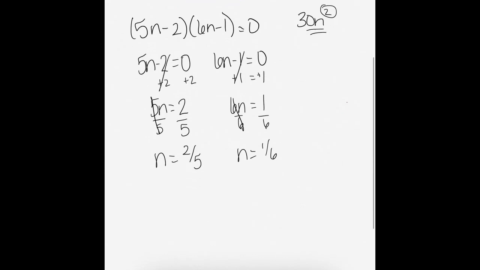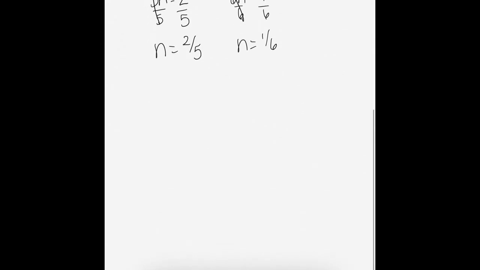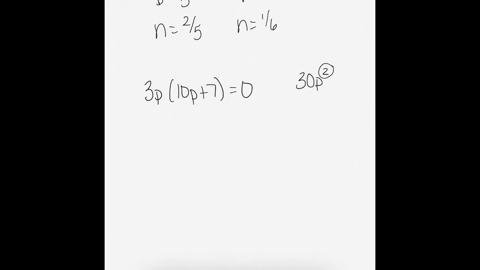All right, let's try one that is not two binomials. It's still quadratic, but now I have a monomial and a binomial. I know it's still quadratic because if I were to distribute, that gives me 30p squared. And again, that 2 right there is what makes it quadratic. So we still use that zero product property. This is a term and this is a term. We set each one equal to 0.